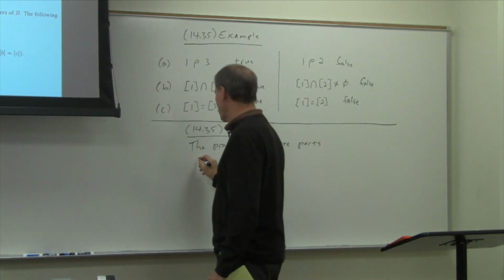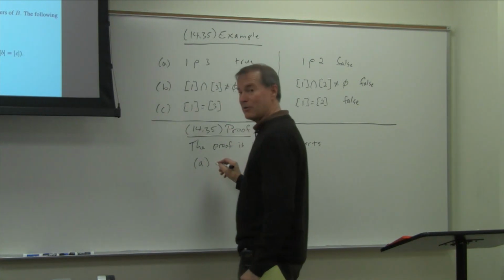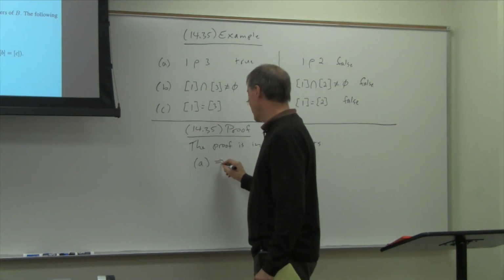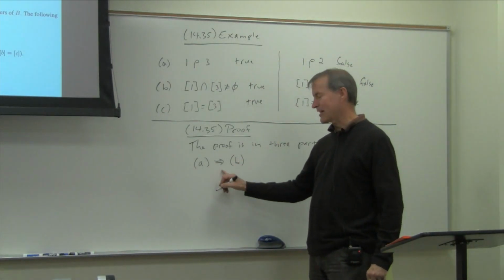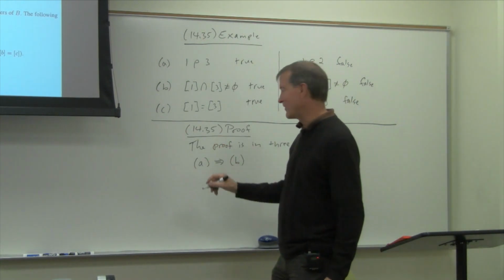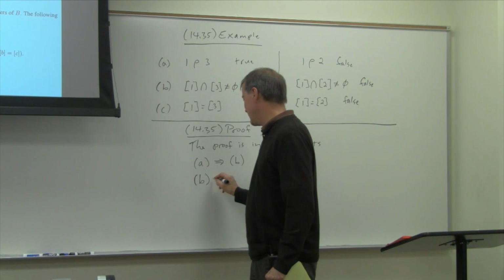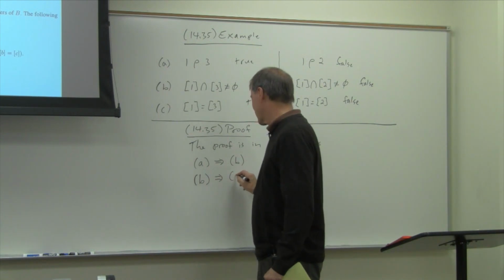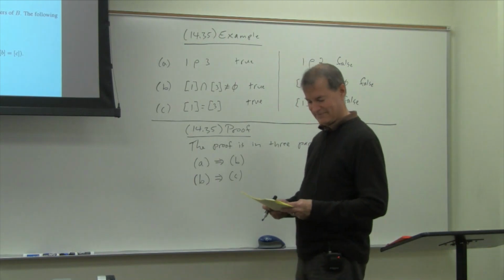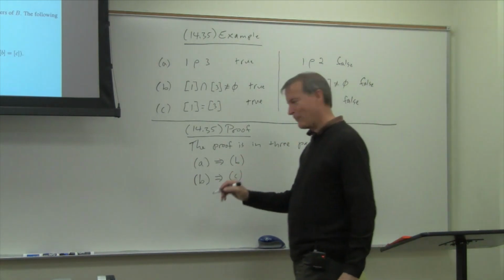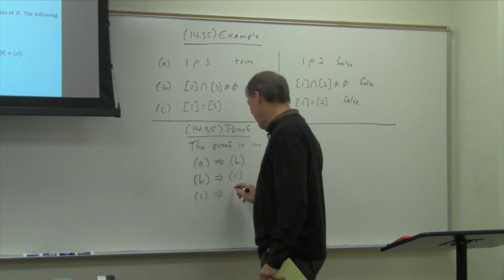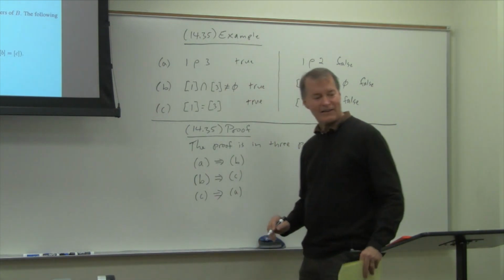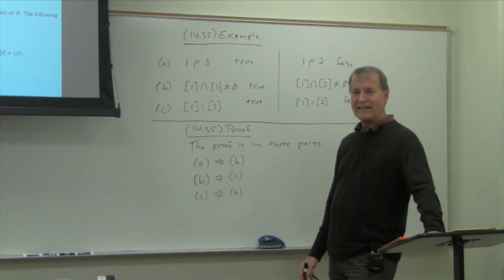Okay, so here we go. We're going to prove part A, not equivalence. We're going to do part A implies B. That's going to be the first step. And notice it's not equivalence, it's implies. Then we're going to do part B implies part C. And then we're going to do part C implies part A. Is that easier than doing all equivalent? Yes, this is much easier than doing equivalence.